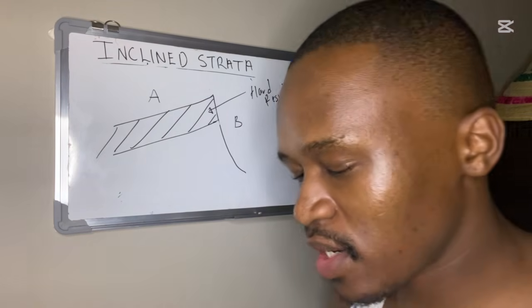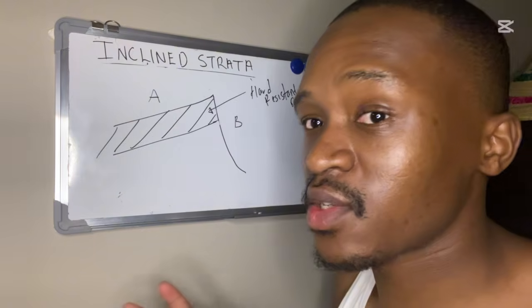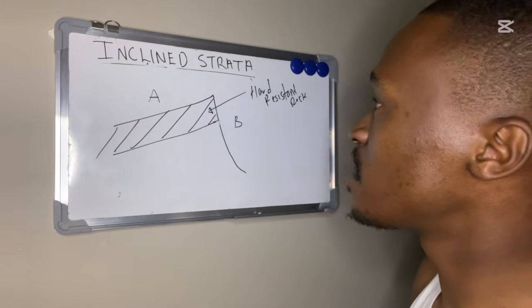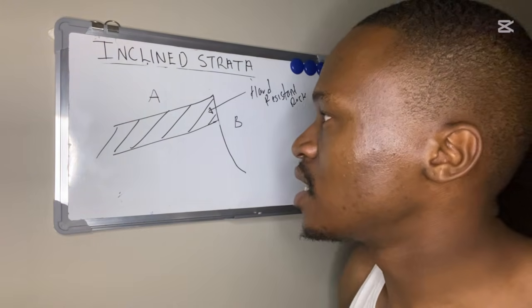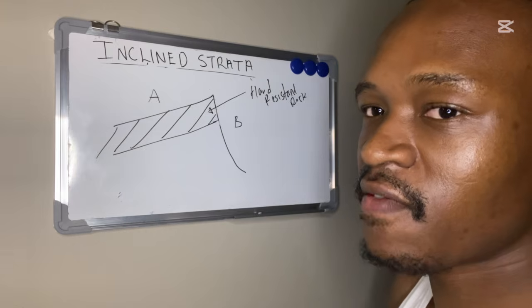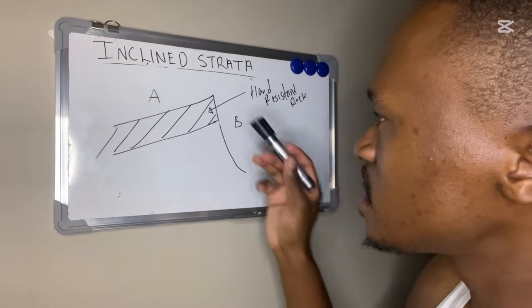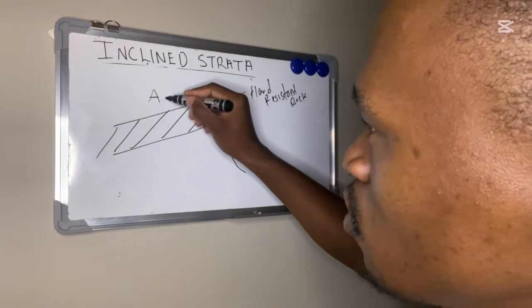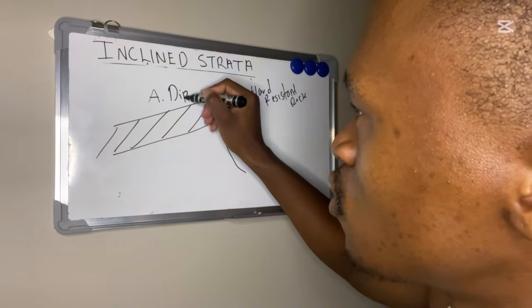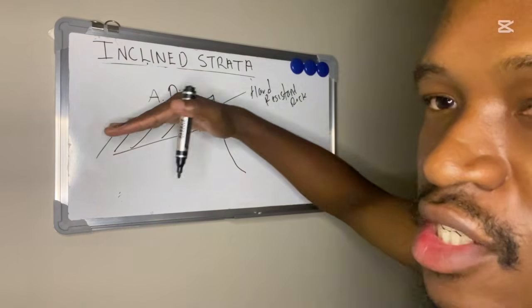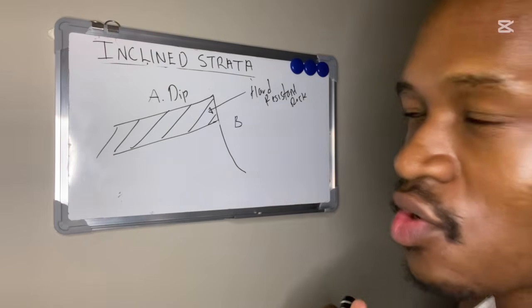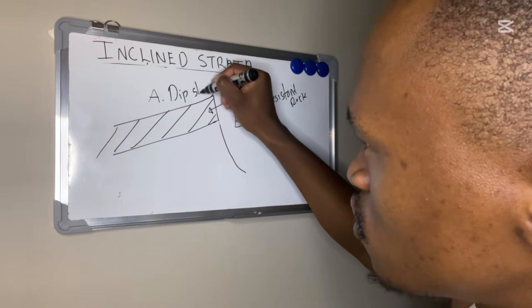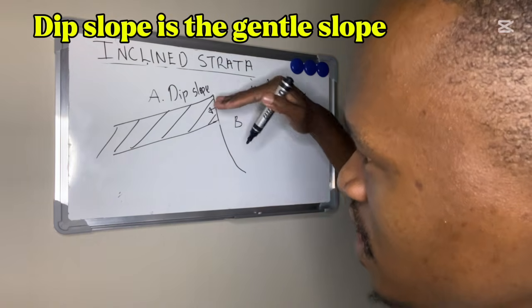Now in the question paper, they like to ask this question. In almost every paper where they ask about inclined strata, they ask you to firstly identify slopes A and B. In this case, A is my dip slope. A dip slope is the gentle slope. This is the dip slope. A dip slope is the gentle slope.